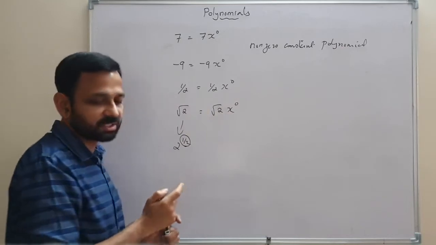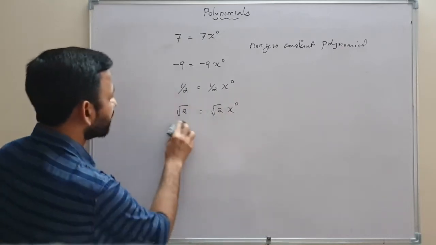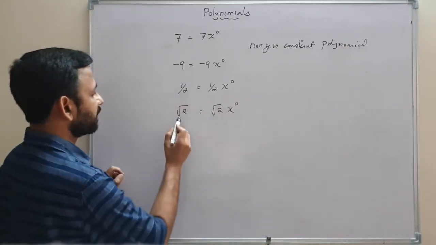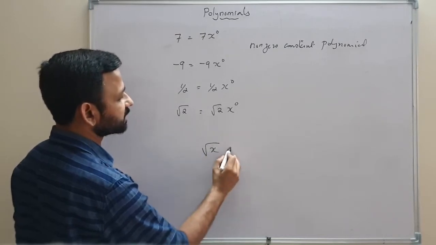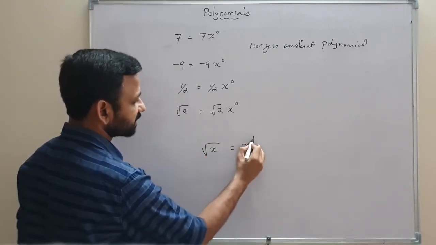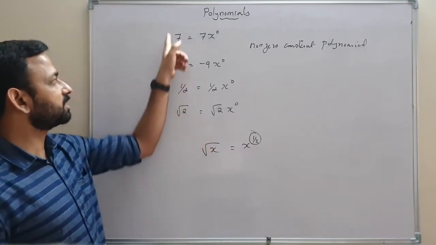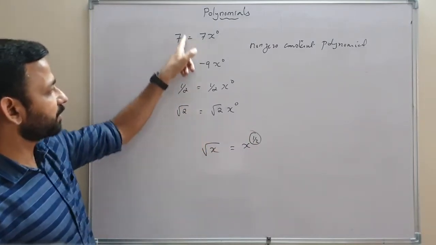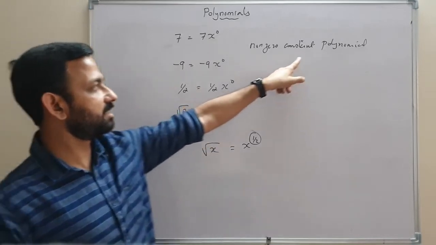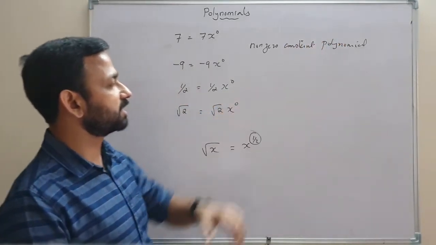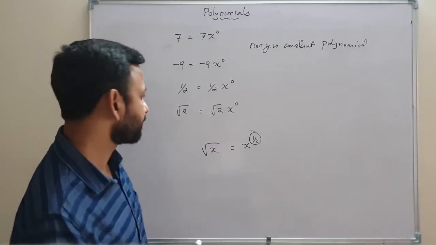So this is a non-zero constant polynomial, but root x is not a polynomial. Root 2 is a polynomial, but root x is not a polynomial because it is x raised to 1 by 2. This is not a whole number. So these are non-zero constant polynomials, and the degree of a non-zero constant polynomial is 0.